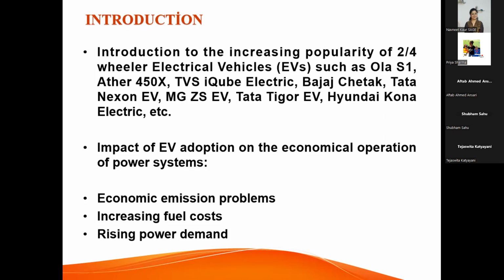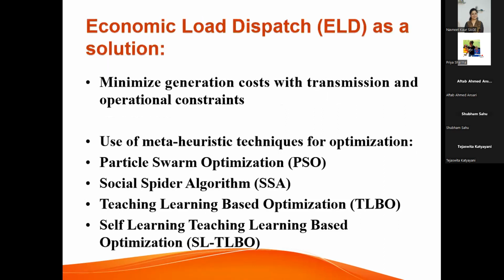So how we are going to implement this, how we are going to calculate the maximization of this energy, optimization of this energy, I will let you know. First of all, economic load dispatch is going through four types of solution. These are known as metaheuristic technologies for optimization. The first technology is particle swarm optimization. The second technology is social spider optimization, and the third technology is teaching based learning methodology.